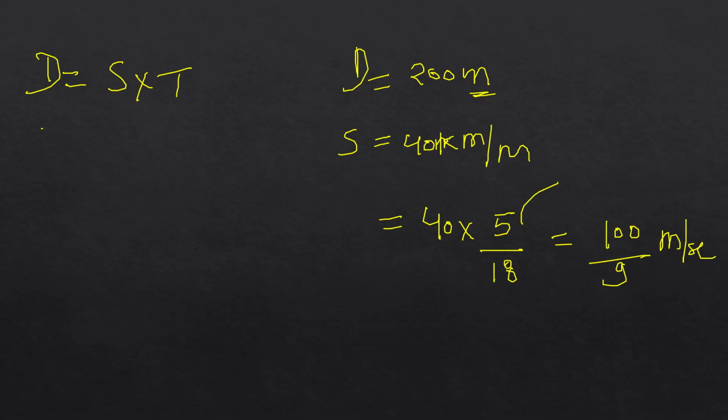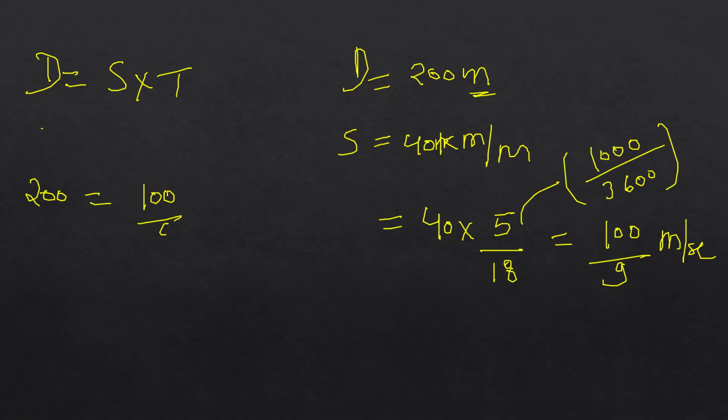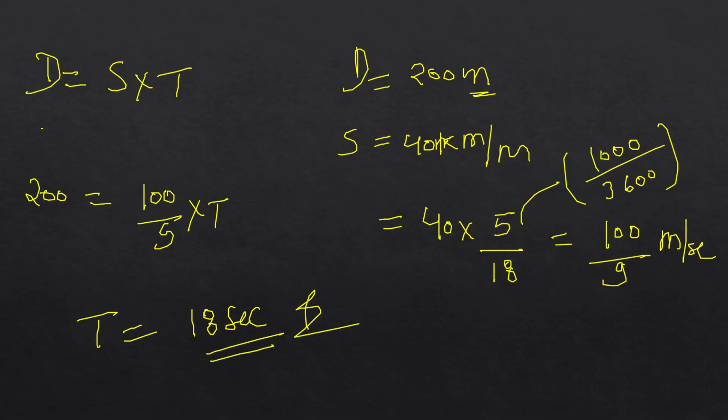I hope you know about 5 by 18. It comes from when we convert kilometer into meter, 1000, divided by hour into second, 3600, and it will give 5 by 18. Now we'll put here, because we have train length 200 meter and speed 100 by 9 into time, then we will get 18 seconds. So this is our final answer. I know this is a very simple question, but sometimes asked by UPSC. Previously they asked in 2018. So be prepared for easy questions also.